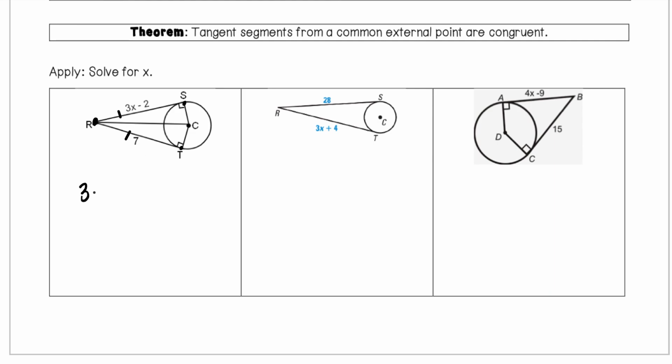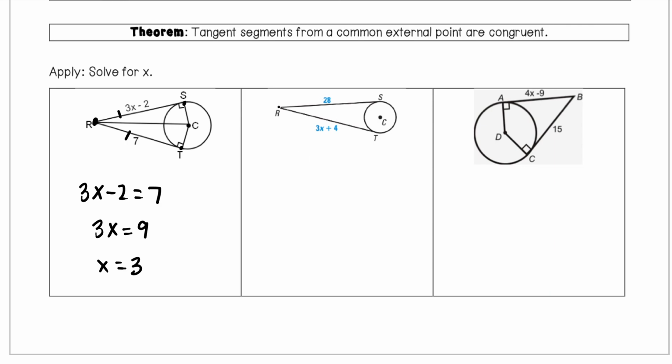If they're congruent, we can set them equal to each other to solve for x. So I'm going to say that 3x minus 2 should equal 7. Add 2 to each side, 3x equals 9, so x should equal 3. Go ahead and pause the video and try the other two on your own.